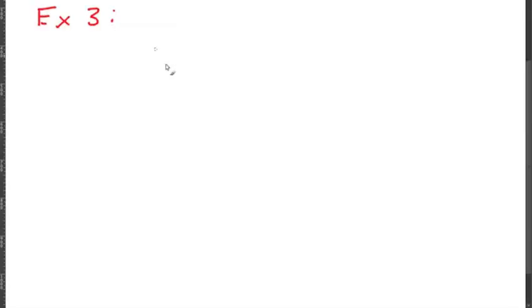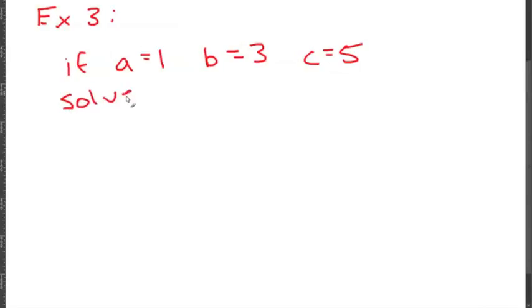Example 3 says, if a equals 1, b equals 3, and c equals 5, solve bc plus a times c minus b. So this one, it's a lot longer and it looks a little trickier, but it's still the same concept. We're going to take these numbers and plug them in for the variable that they correspond with. So let's plug those in first.